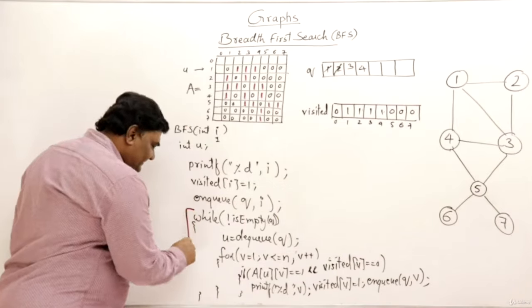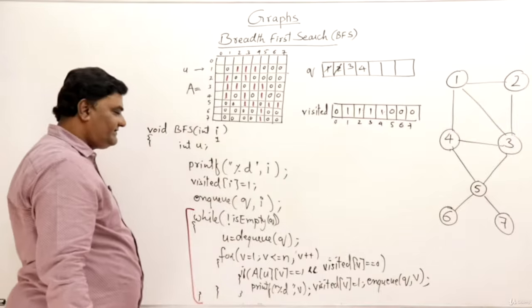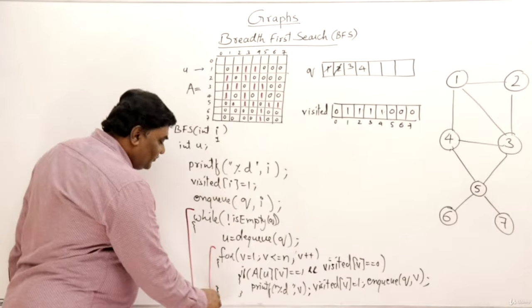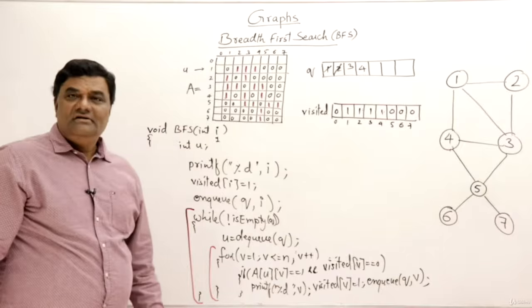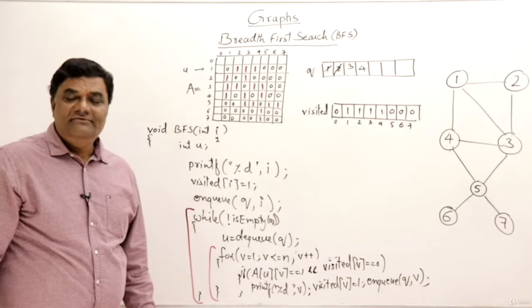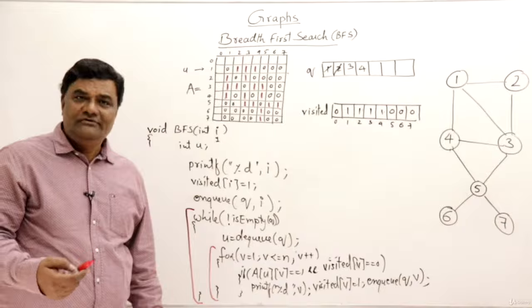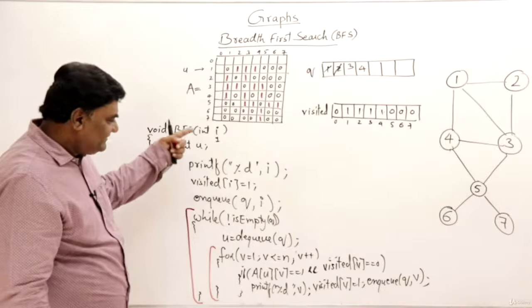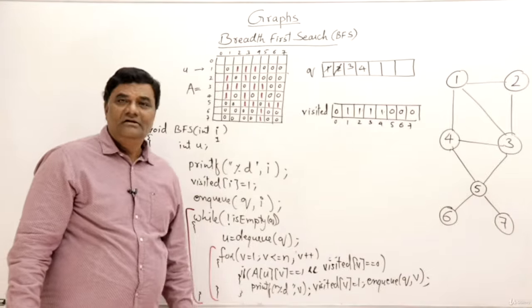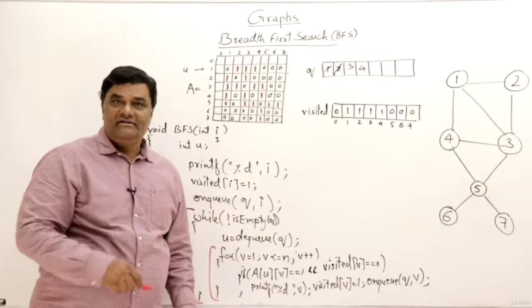So this is exploring all the vertices and this is visiting new vertices. That's all. This is the program for breadth first search. So I'll give a demo for this one. When I write down the code, the same thing I may be writing it, or if any changes are required, I will do that.